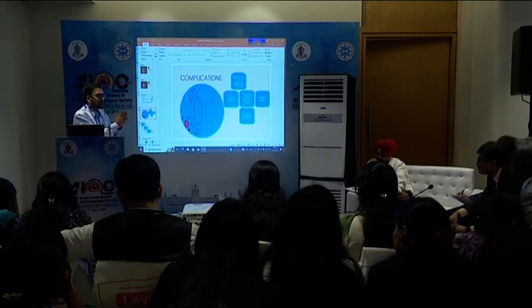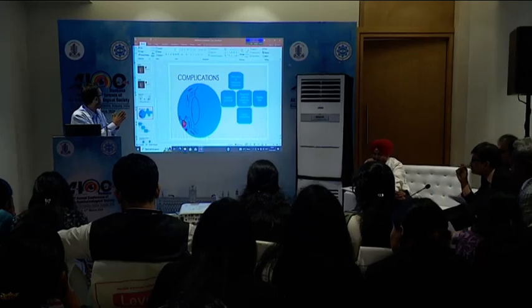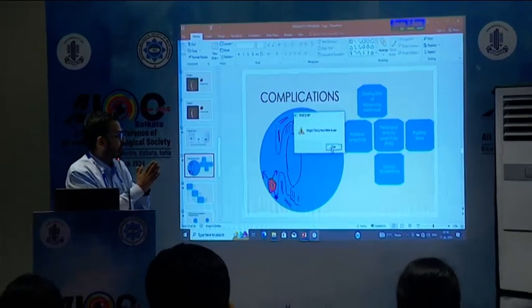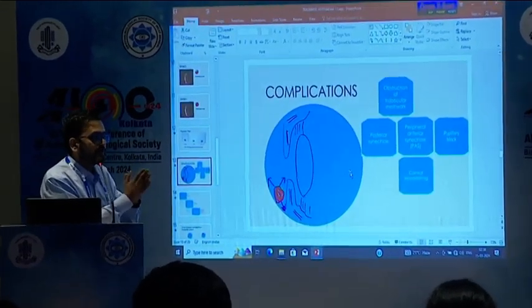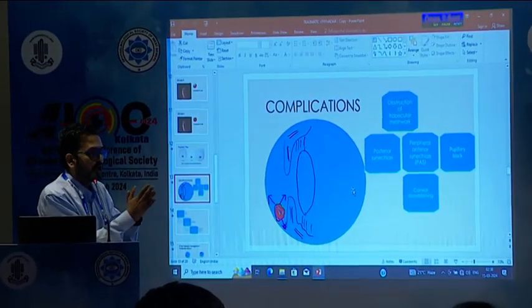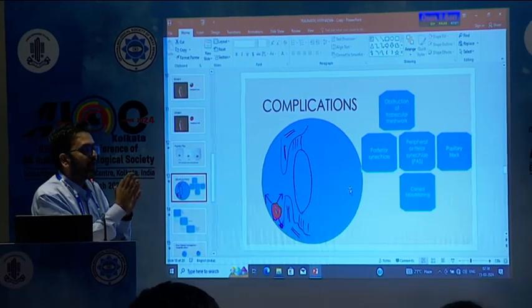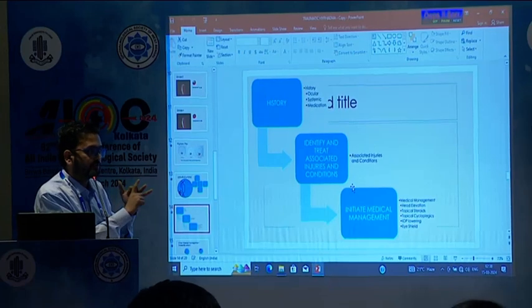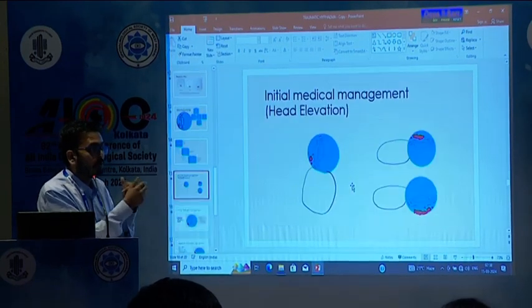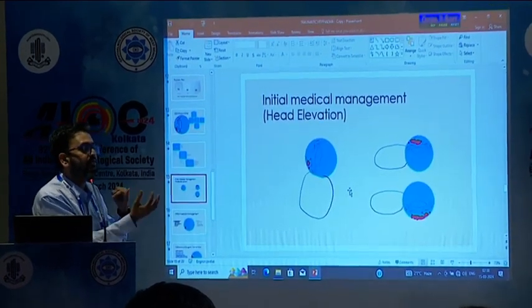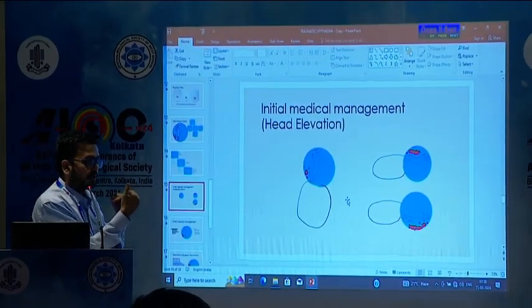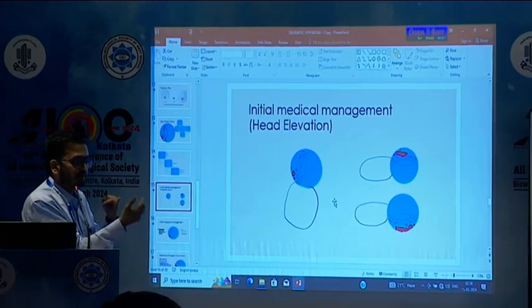For that, we have to initially take the patient's history. So in history part, we have to ask for ocular history, then systemic history, and then we have to ask for medication history. So ocular history: whether there was any pre-existing glaucoma, whether there was any pre-existing similar illness or similar bleeding present or not.